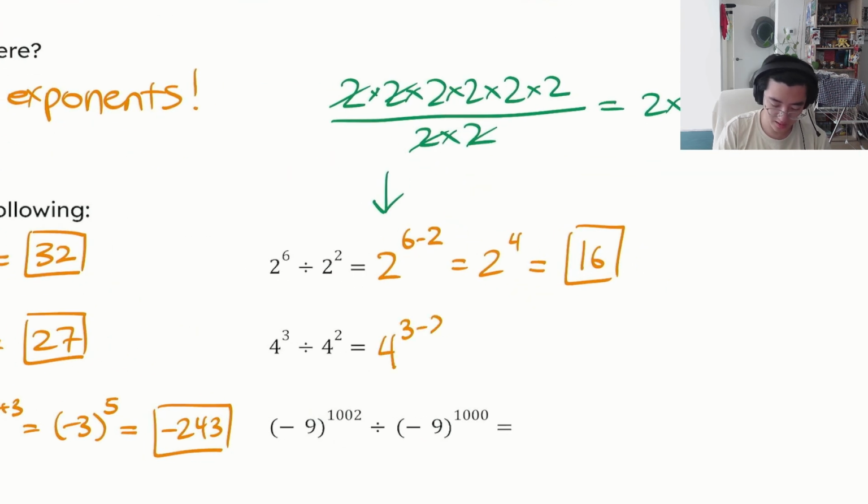So 4 to the power of 3 divided by 4 to the power of 2 is just 4 to the power of 1, which is just 4.